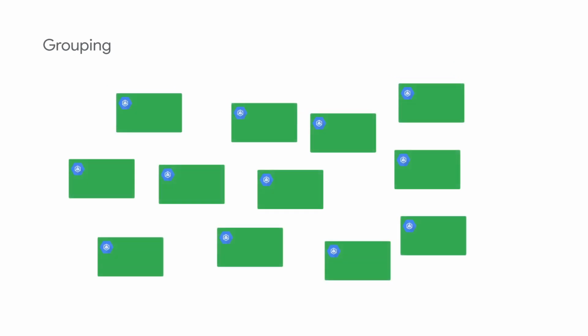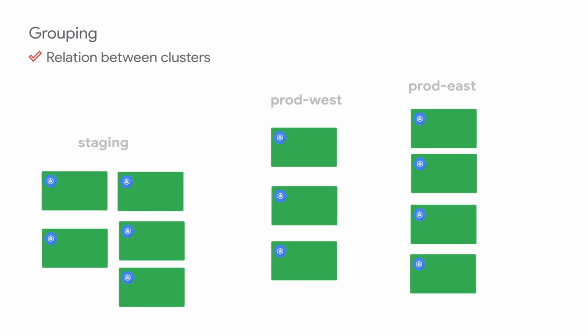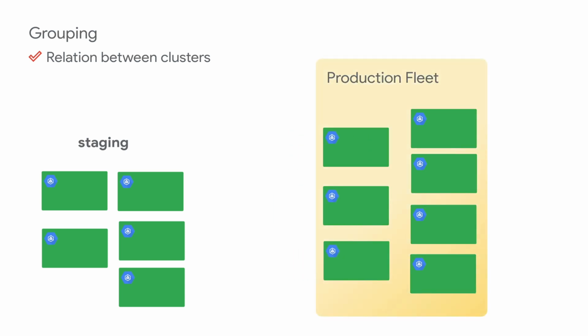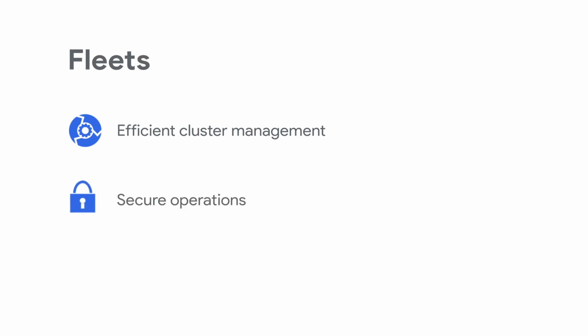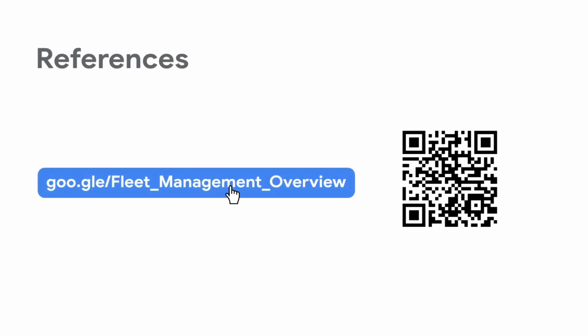You'll want to consider whether the clusters are related to one another. If they are in the same production environment, for example, then they should be managed together in a fleet. As we mentioned earlier, you also want to consider management. Clusters that are managed together benefit the most from being grouped together. Managing your clusters with fleets helps your organization efficiently manage infrastructure and workloads and ensures consistent, secure operations across all environments. For more information on fleets, check out this documentation.